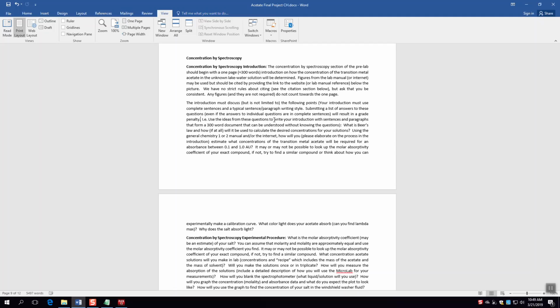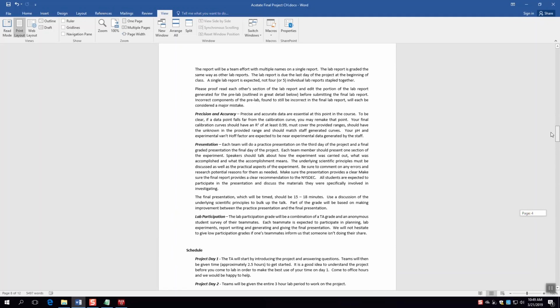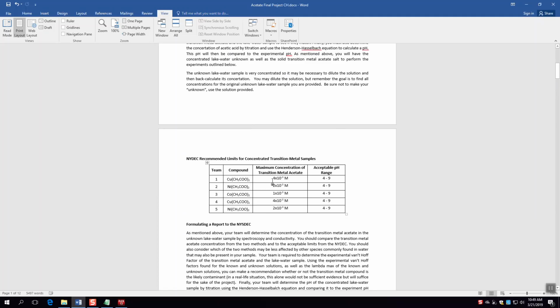A hypothesis generally needs you to make a prediction and a scientific reasoning for that prediction. Well, in this case, you're going to use the values given in the project material to make your prediction. If we scroll back up here, we'll see that the maximum concentration of the transition metal acetate as allowed by the NYDEC is here in the file. So generally, we should make our prediction that the concentration will be something less than the value of the maximum concentration allowed for your transition metal acetate.